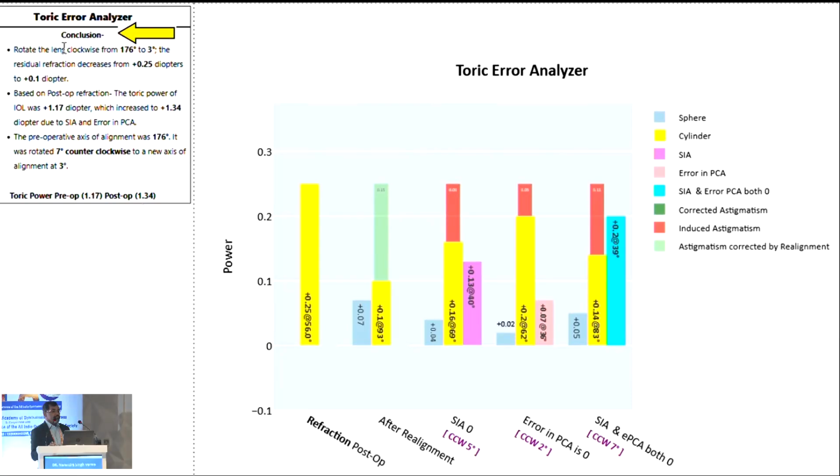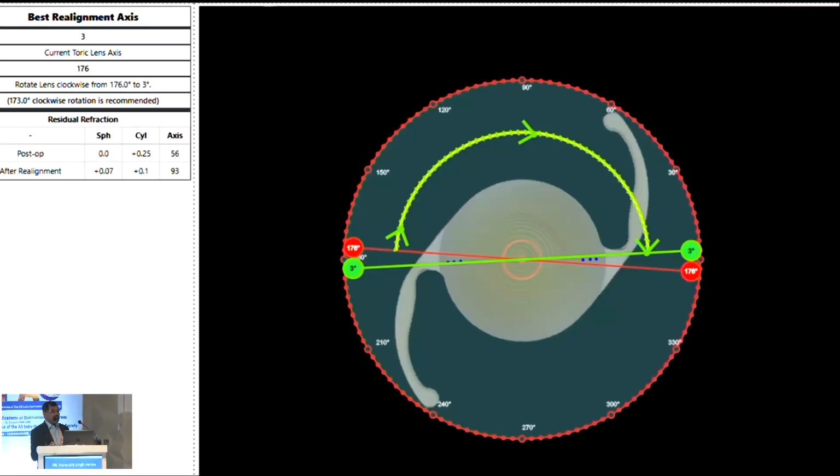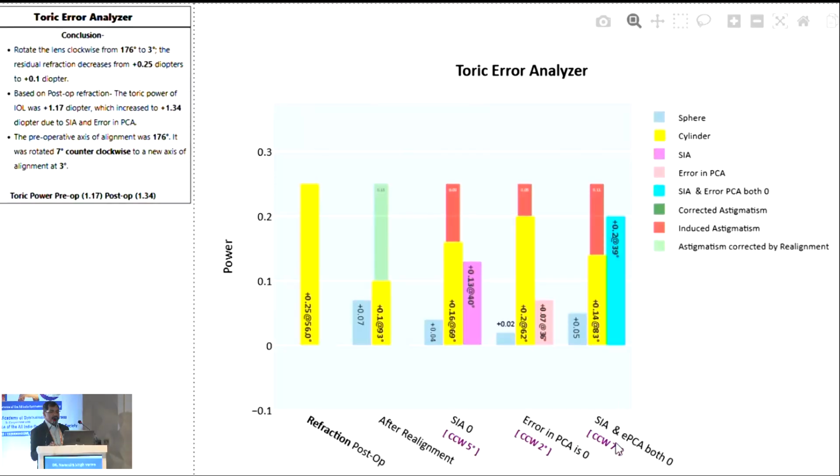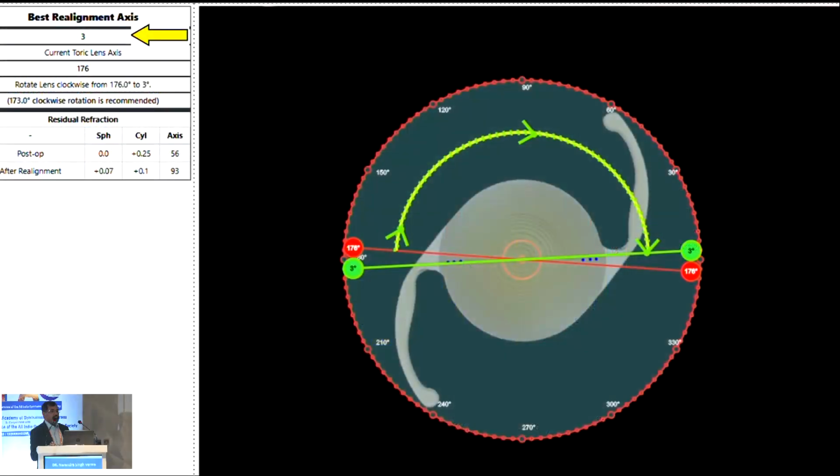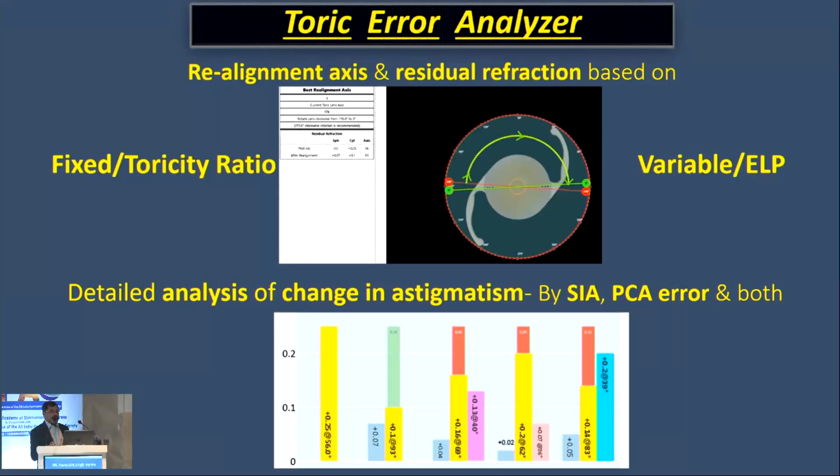In this case, rotating the lens from 176 degrees to 3 degrees will decrease the residual refraction from 0.25 diopters to 0.1 diopter. The preoperative power of the IOL was 1.17 diopters, which is close to T2. This increased to 1.34 diopters, which is closer to T3. The preoperative axis of alignment was 176 degrees, which was rotated 7 degrees counterclockwise, 5 degrees due to SIA, and 2 degrees due to an error in PCA. The new axis of alignment is 3 degrees. Thank you for your time.